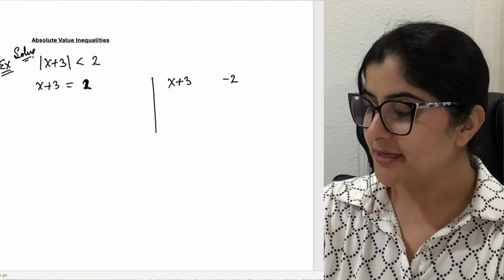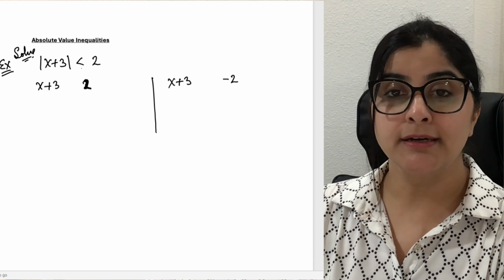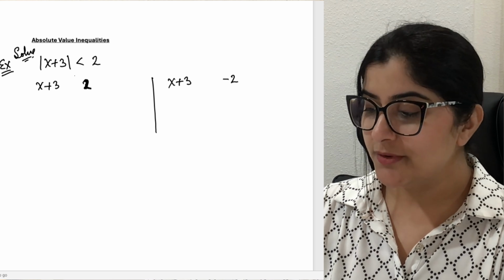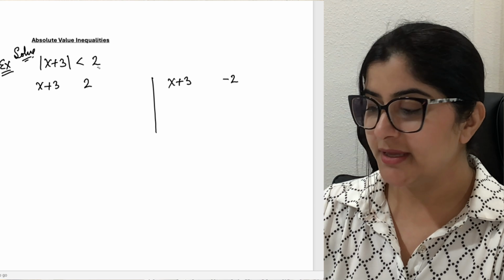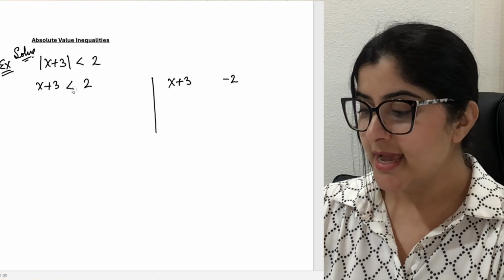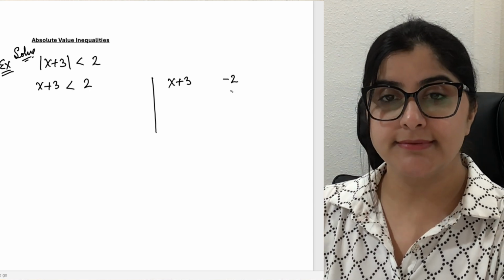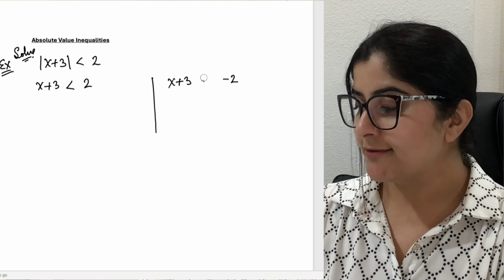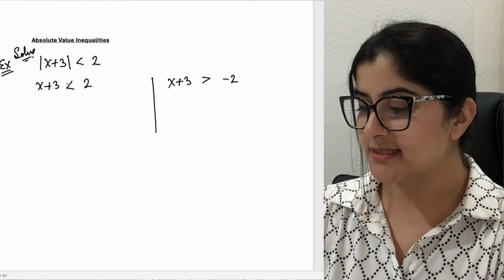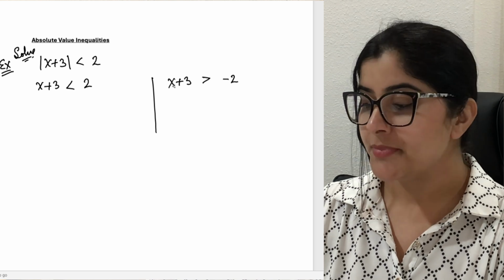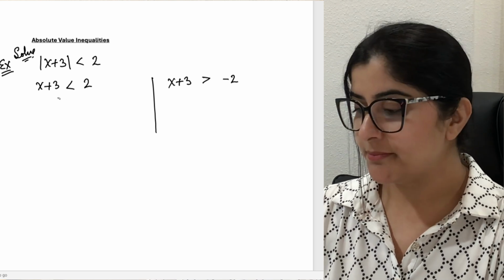But now we don't have the equal sign in the middle. We have the inequality sign. So what we will do is keep the same inequality sign when we are keeping the same right hand side. And when we consider the negative right hand side, we have to switch the sign of the inequality. You see that I just switched the sign from less than to greater than. Now solve both inequalities separately.